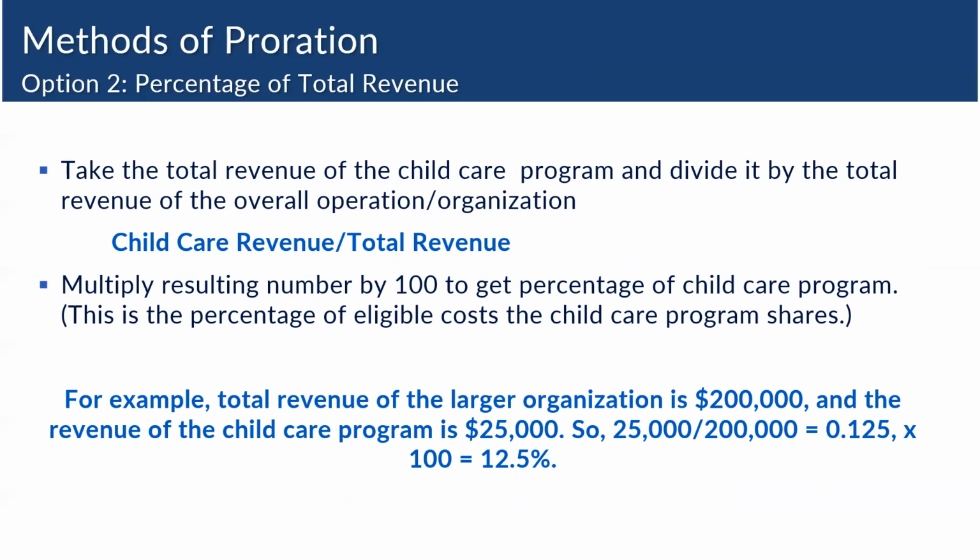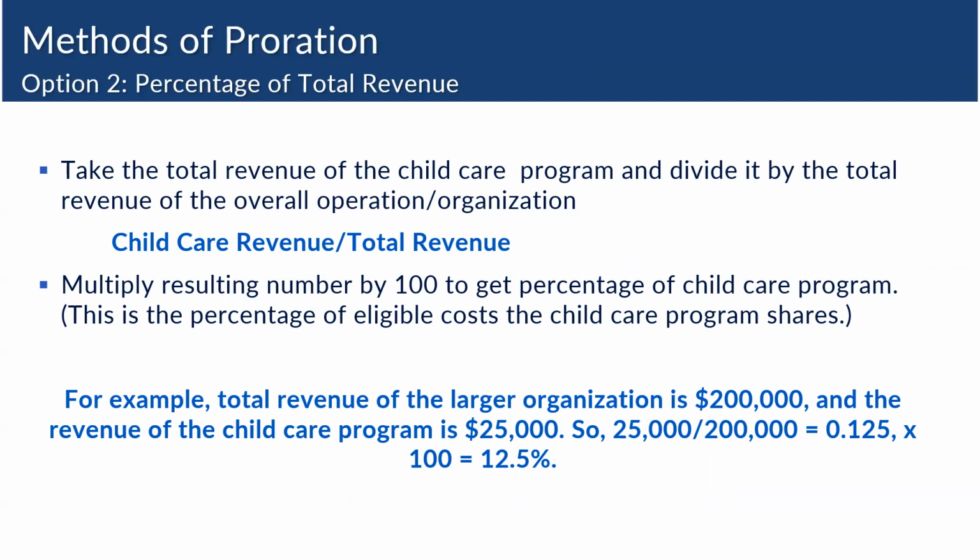Next, you will calculate the revenue from your childcare program only. Make sure you are using the same time period for both of these calculations. Typically, this would be your fiscal year. Next, you will divide the revenue from your childcare program by the total revenue of your entire facility. Once you have that figure, you'll multiply it by 100 to get a percentage.